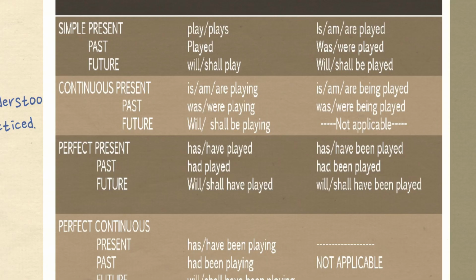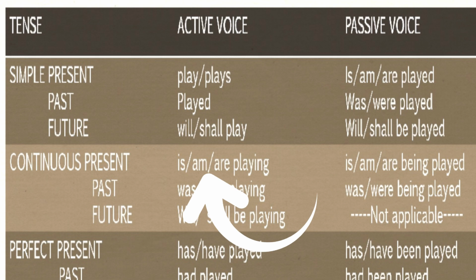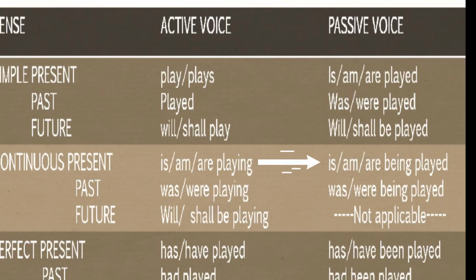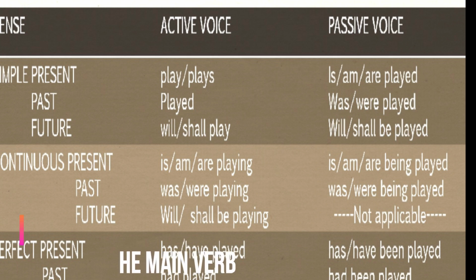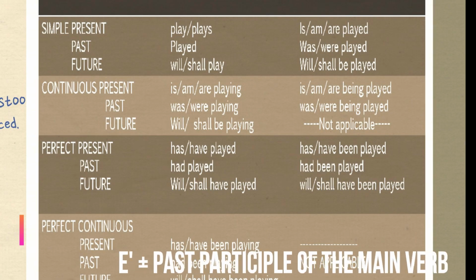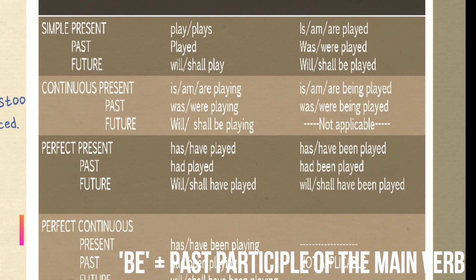When we take up the present continuous tense, in the active voice, the verb form is am, is, are plus play plus ing. That's changed into the passive voice and it becomes is, am, are plus being plus played. This ing is shifted to the verb be. The past participle of the main verb will be used whatever the tense is. As we discussed in the previous lessons and in the beginning of this lesson also, the verb form in the passive voice is be plus the third form of the main verb. This is the be verb form that's changed according to the tenses.